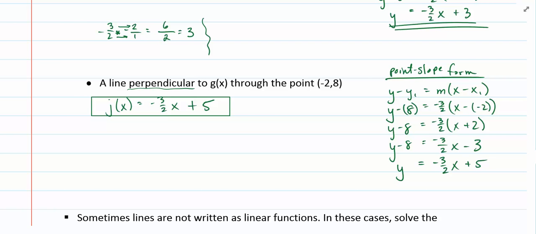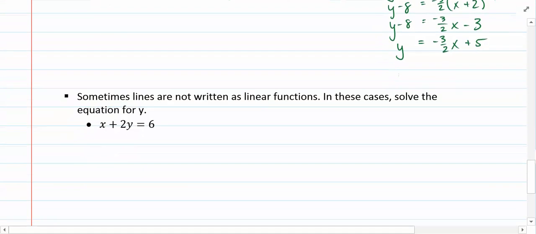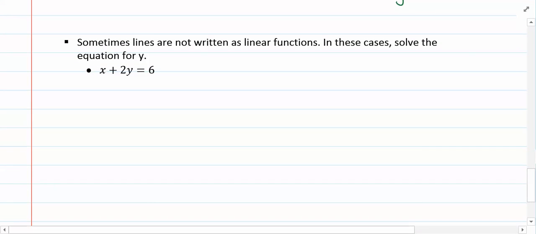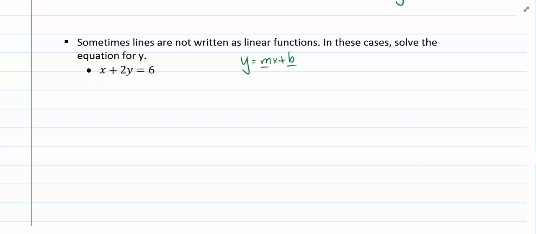Before you get started on our practice work for tomorrow's class, let's just review one final piece. Sometimes linear equations or lines are not written as linear functions. In these cases, we need to solve the equation for y. So again, we're used to seeing linear equations written as y equals mx plus b, where m is the slope and b is our y-intercept. Sometimes we just have to go through the trouble of reorganizing a given equation to look like this. And again, our goal is to get y by itself, or to solve the equation for y.